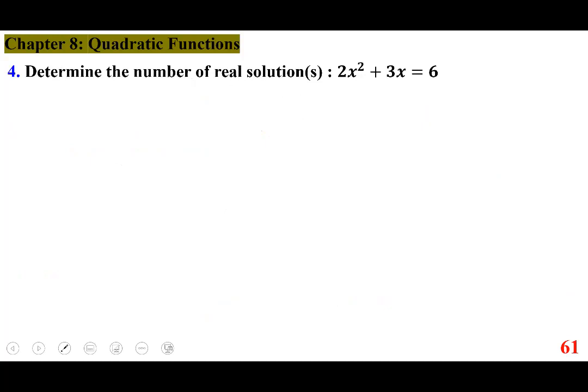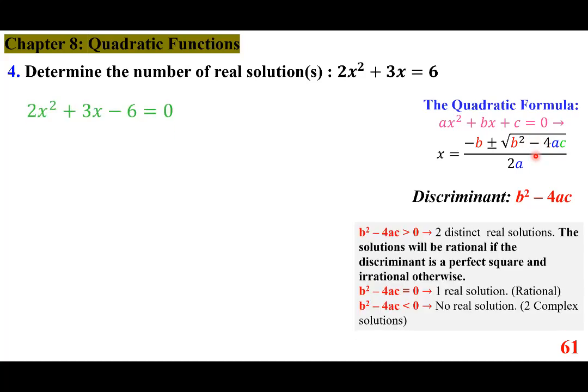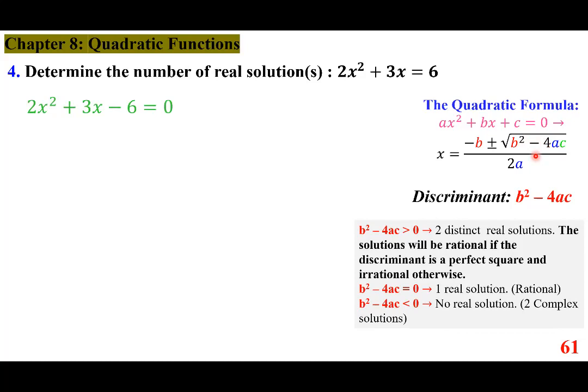Determine the number of real solutions. Remember, when we deal with the quadratic formula, which is in the form of ax squared plus bx plus c equal to 0, x becomes minus b plus minus the square root of b squared minus 4ac over 2a. What's underneath is known as the discriminant, underneath the square root. If it is positive, we have 2 real solutions. If it's 0, we have 1. If it's negative, we have no real solutions or 2 imaginary solutions. I hope everybody remembers that.